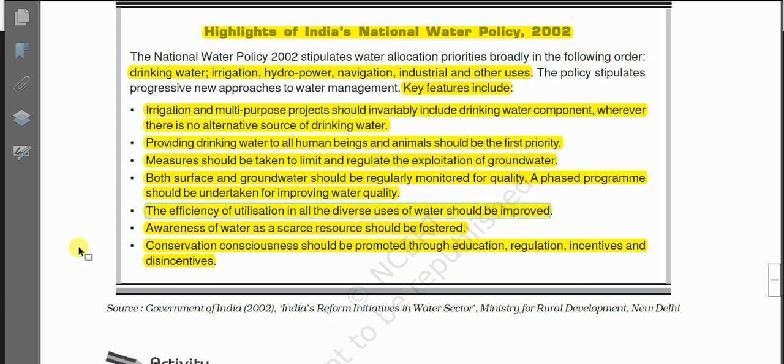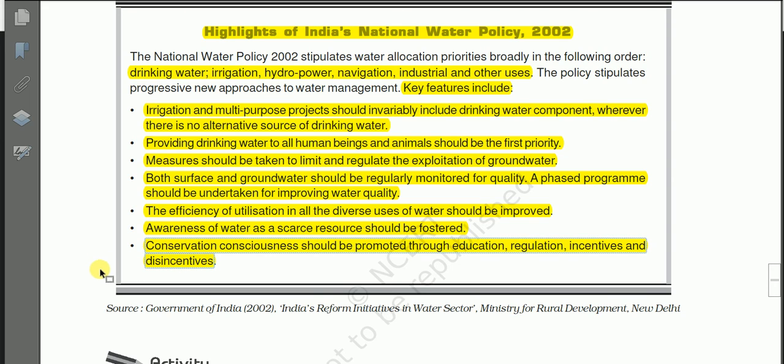Then the next key feature is that the efficiency of utilization in all the diverse uses of water should be improved. That means there should be wise use of this natural resource, water. That means there should be wise utilization. No wastage should be there. And the next feature, awareness of water as a scarce resource should be fostered. Education must be given to the public about this scarcity of water. Awareness should be fostered.